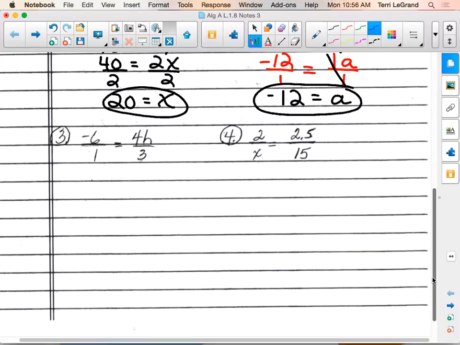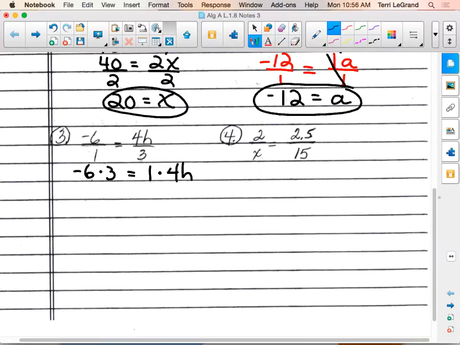I don't know. Negative times positive. Like, if it's a negative times a positive, do you just add? Okay, first of all, we use cross products. Is that the right setup? Did I set the cross products up correctly? -6 times 3 on one side, and 1 times 4H on the other.